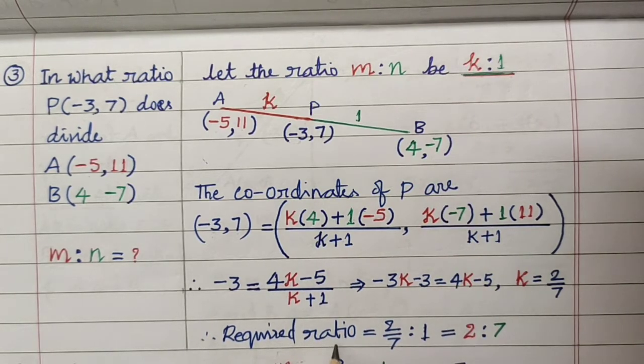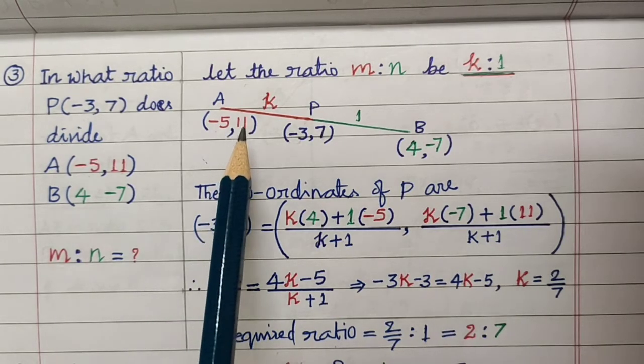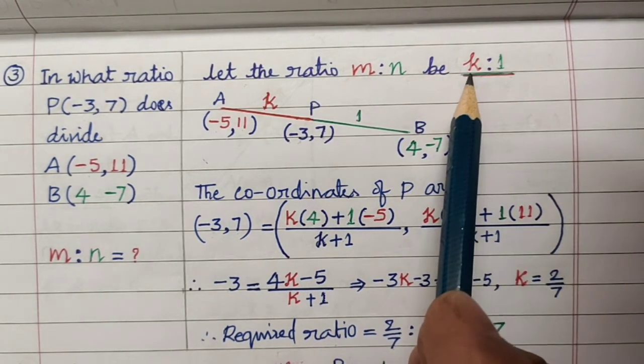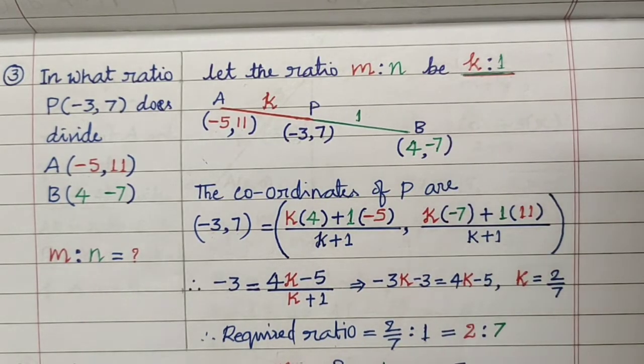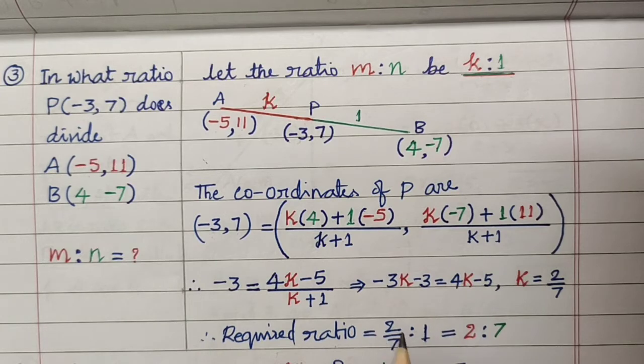The required ratio is 2 by 7 is to 1. This can be written as, cross multiply, 2 is to 7. So we have found out the ratio, that is 2 is to 7. That's why we took it as k is to 1. We can find out only one variable, so later on multiply both sides with 7, and this will become 2 is to 7.